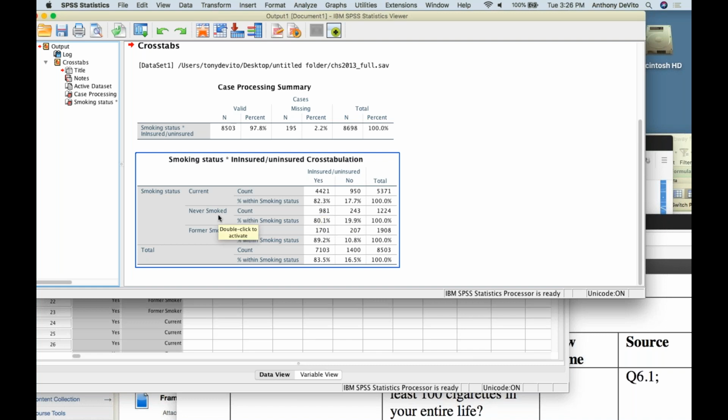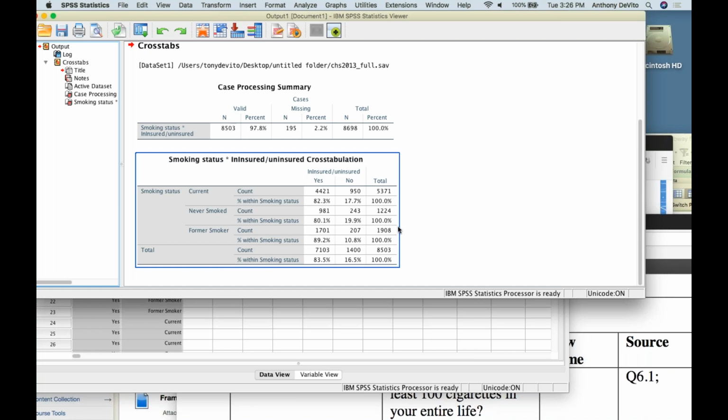What about people that are not insured? Among people that are not insured, 981 out of 1,200, not that many people are uninsured, right? 80% of them that are non-smokers or never smoked are insured. And then among former smokers, it goes back up again to 89% of former smokers are insured. Well, that's interesting. What does that mean? Why would smokers be more likely to have insurance than non-smokers?